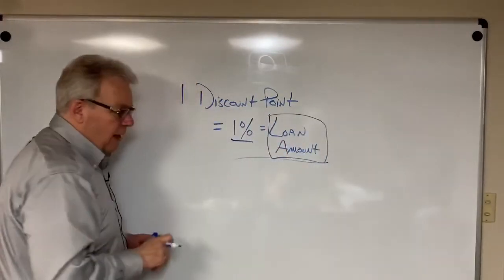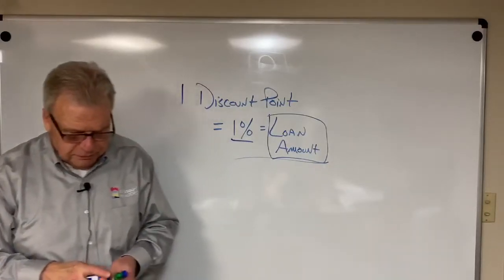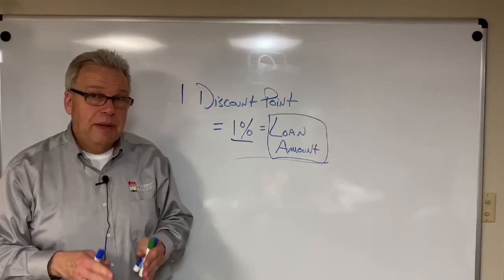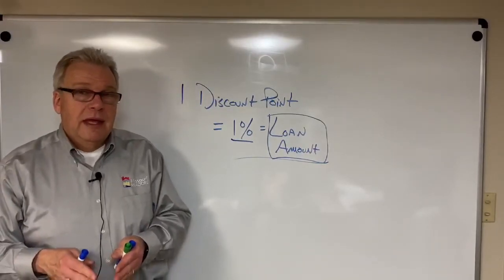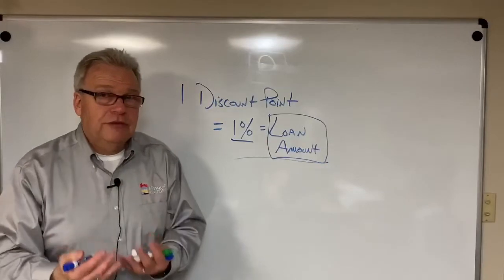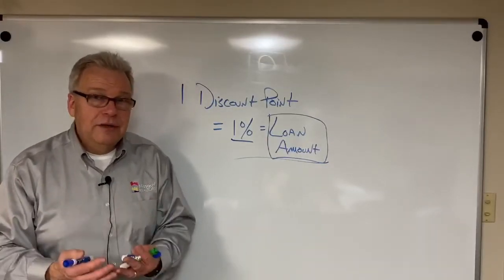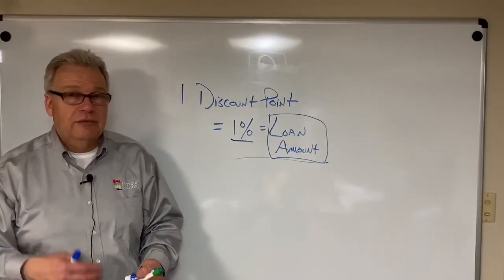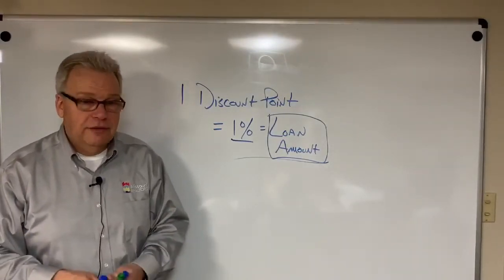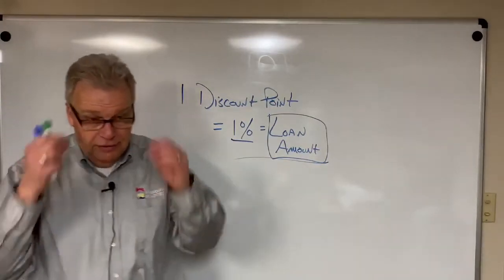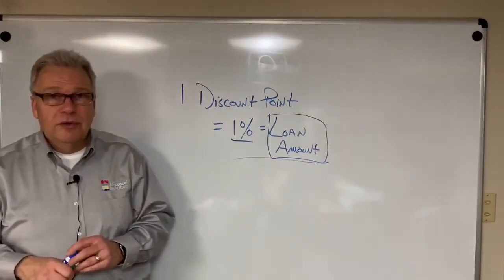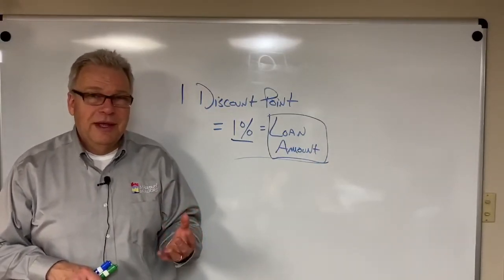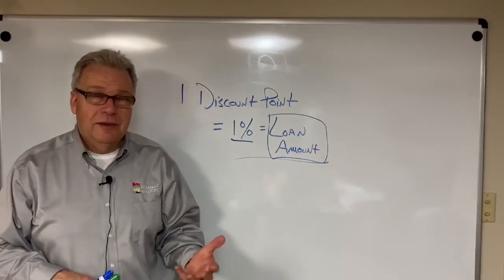Now, what is a discount point? Let's talk about that for a moment. A discount point is prepaid interest. It increases the lender's yield on the loan. That's why we have APRs. That's why we have all these truth in lending disclosures. And so you're probably sitting there saying, what in the world do you mean by increasing the lender's yield on the loan? They make a higher profit, okay?